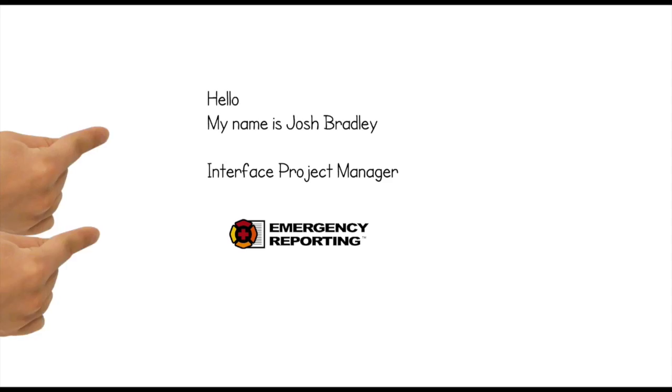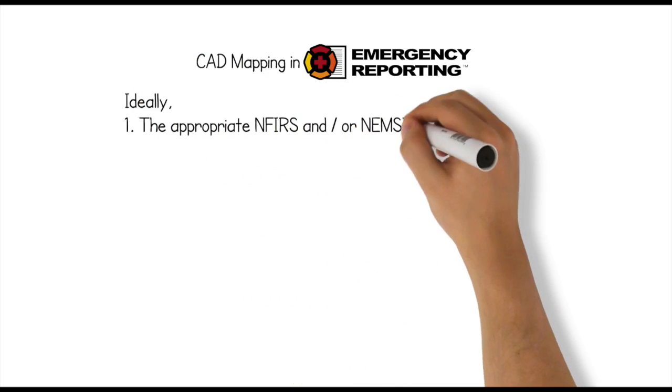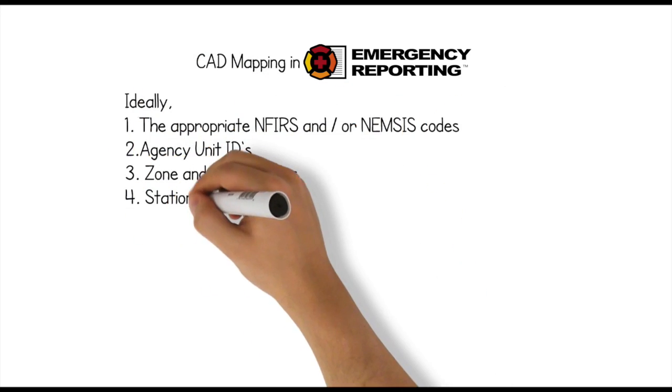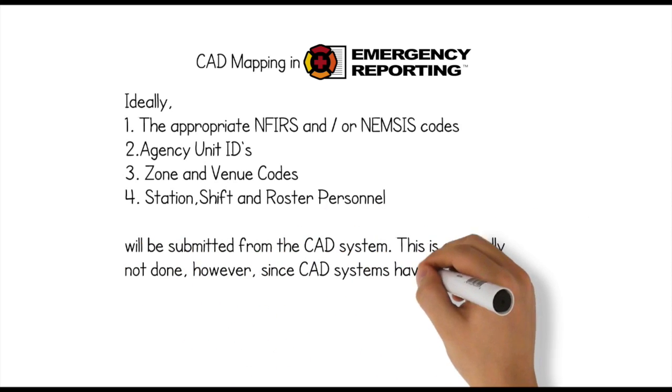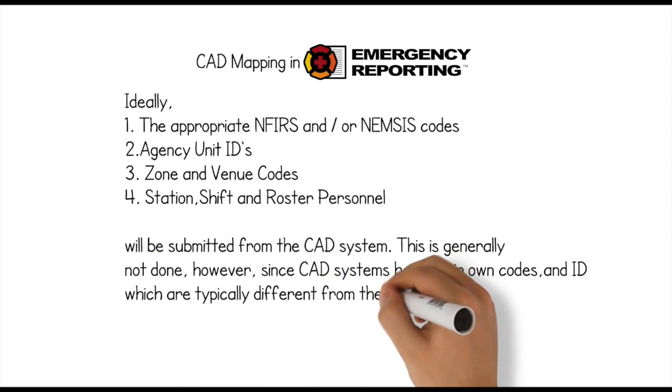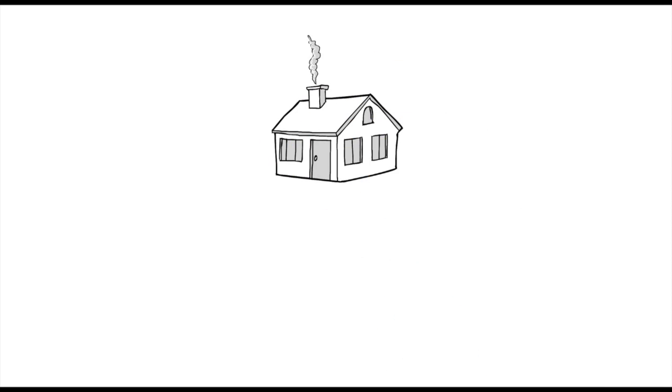And today we're going to be talking about CAD mapping. And so what does that mean? Well, ideally, the appropriate NFIRS and IMSIS codes, agency IDs, your zones and venues and shifts will be submitted from the CAD system and go directly into your system. Since CAD systems have their own codes though, sometimes this just doesn't match up right. And I'll show you how we can match those up.